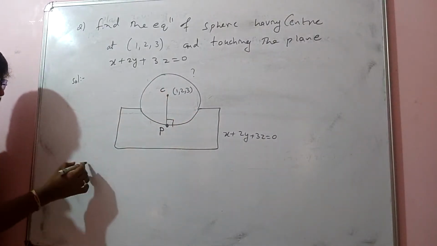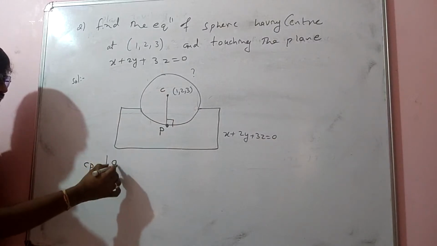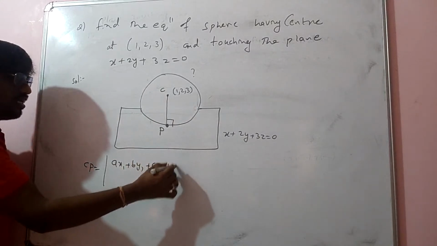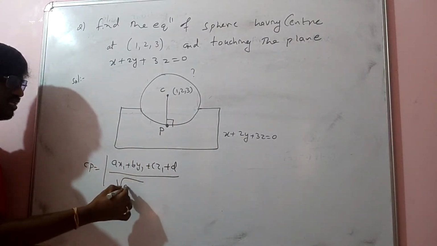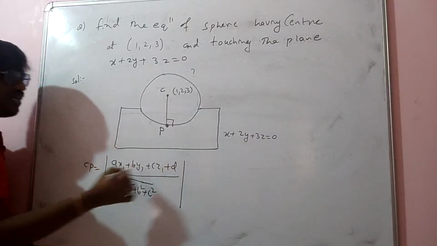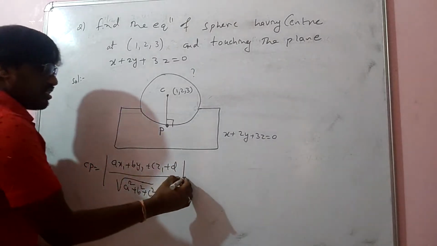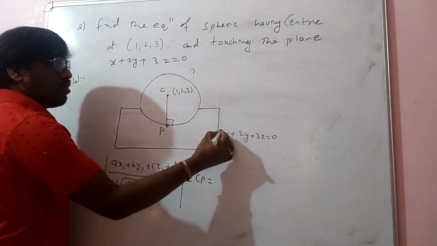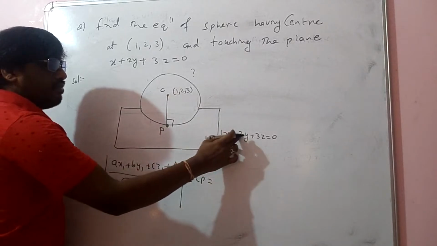CP is equal to (AX1 + BY1 + CZ1 + D) upon the square root of a square plus b square plus c square. This is the formula to find the perpendicular distance. So CP is equal to what? From the center, point 1, 2, 3, I am dropping a perpendicular on the plane. So this is a, b, c.